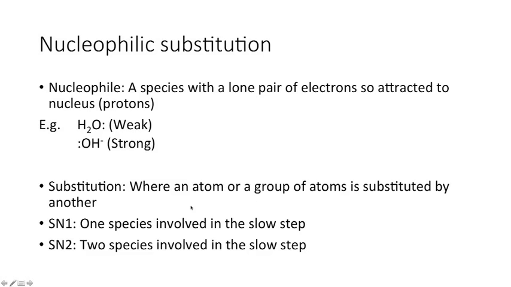Substitution is where an atom or group of atoms is substituted by another. So say a chlorine group being substituted for something else. And then there are two types you need to know for halogenoalkanes. So we've got an SN1 mechanism, nucleophilic substitution 1, where one species is involved in the slow step, and there's another one, SN2, where two species are involved in the slow step. And you learn a bit more why in kinetics.